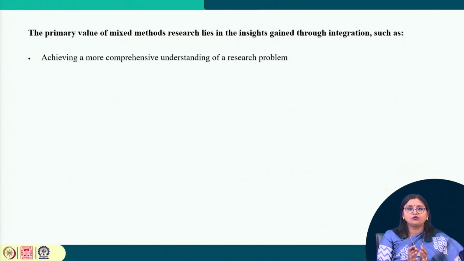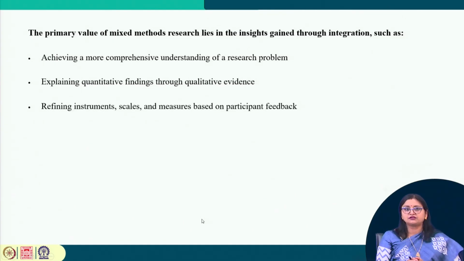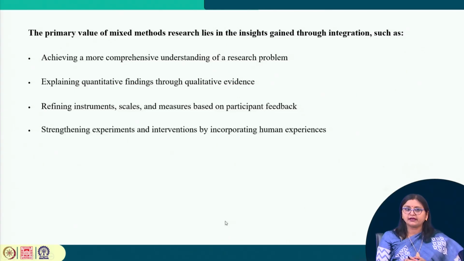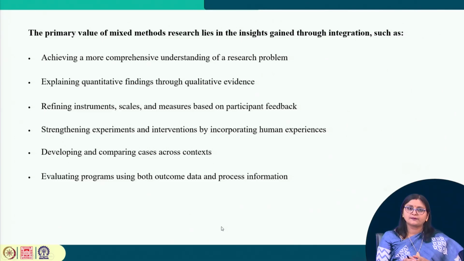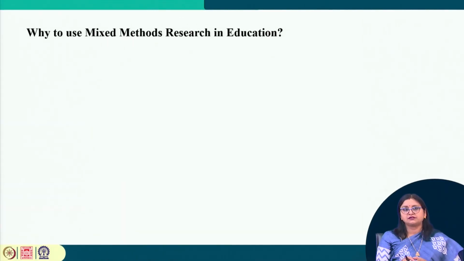Such as achieving a more comprehensive understanding of a research problem, explaining quantitative findings through qualitative evidence, refining instruments, scales and measurements based on the participants' feedback, strengthening experiments and interventions by incorporating human experiences, developing and comparing cases across contexts, evaluating programs using both outcome data and process information, understanding the needs and experiences of marginalized groups through multiple forms of evidence. So, this was about mixed method research.